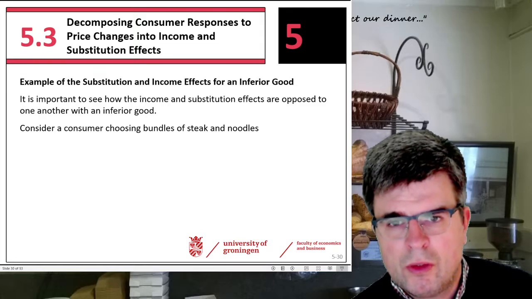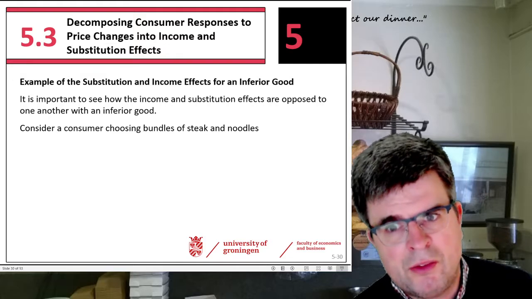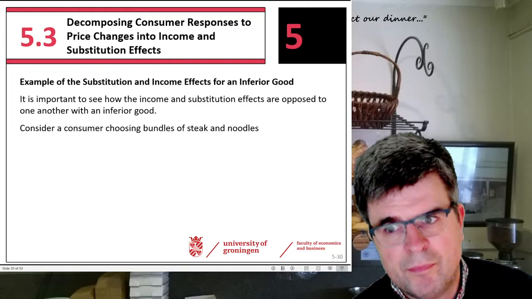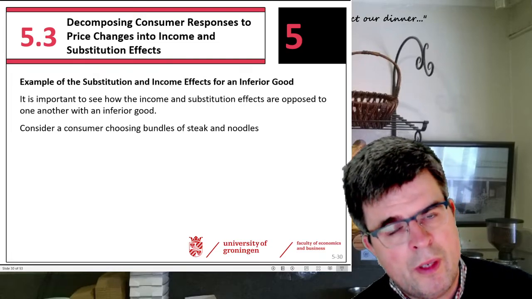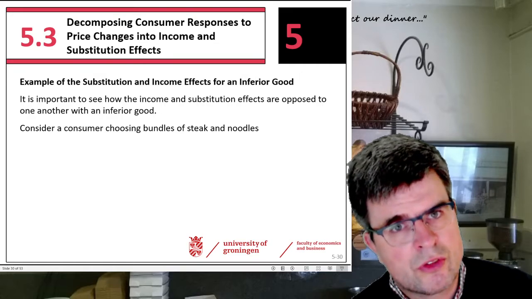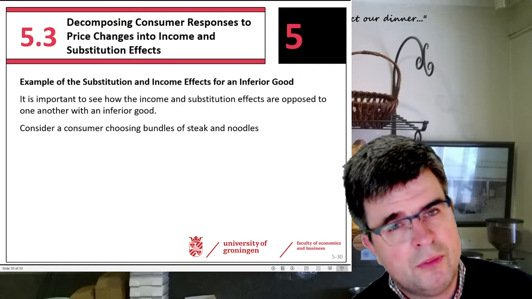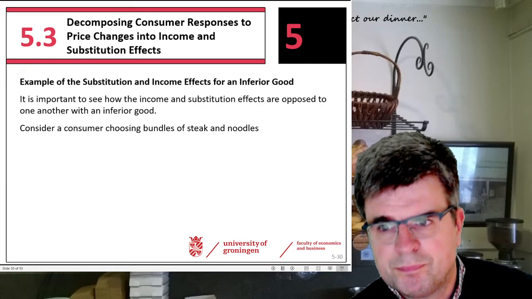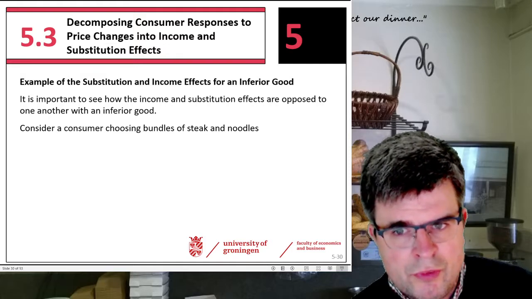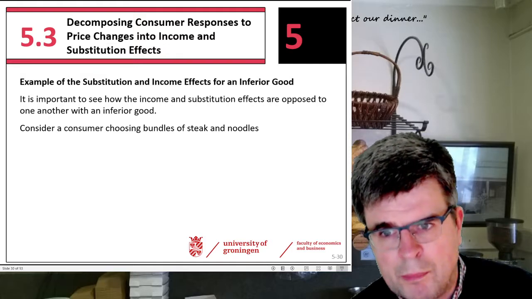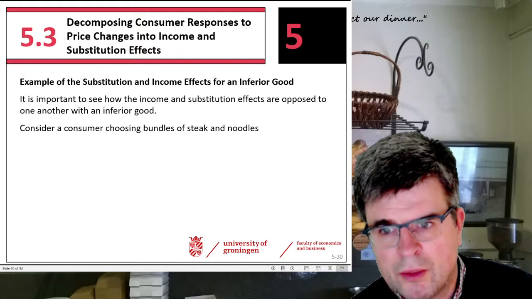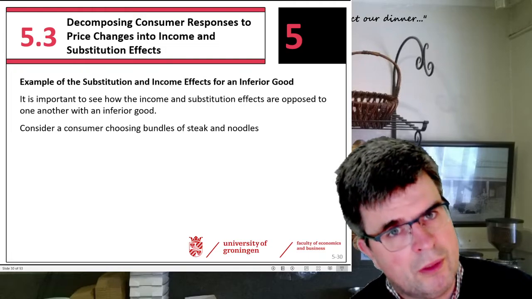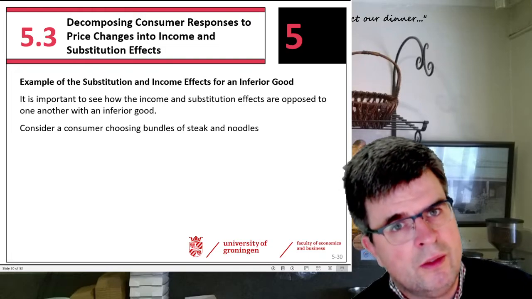Now, you may ask, what does this picture look like if we have an inferior good? What are the income effect and the substitution effect? For an inferior good, we have the definition that if the income increases, the consumption of the inferior good must decrease. So what does it look like in this case? In the case of an inferior good, the income and the substitution effects are opposed, and we consider the case where a consumer chooses between bundles of steak and noodles, where noodles apparently are the inferior good and steak is the normal good.